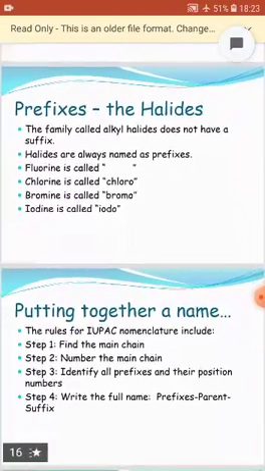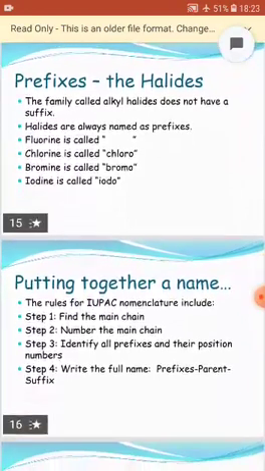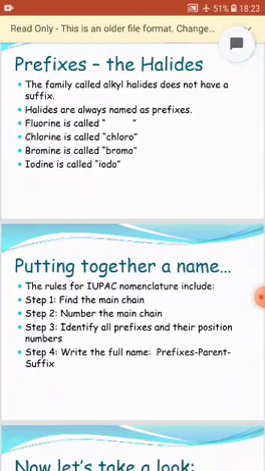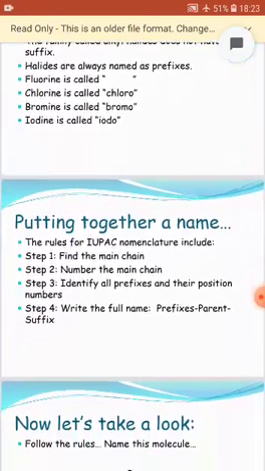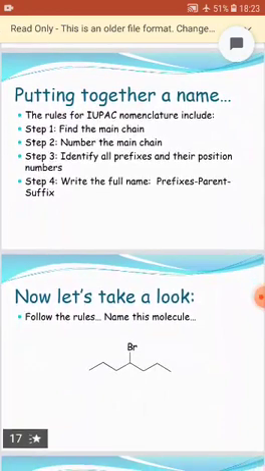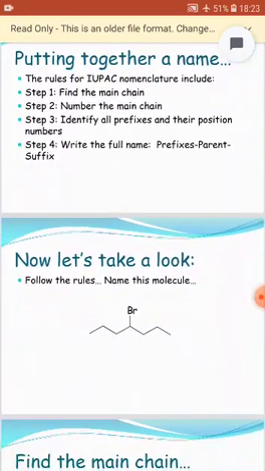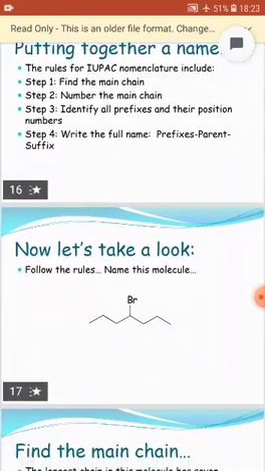Putting together a name. The rules for IUPAC nomenclature include: step 1, find the main chain. Step 2, number the main chain. Step 3, identify all prefixes and their position numbers. Step 4, write the full name: prefix, parent, dash, suffix. Now let's take a look. Follow the rules. Name this molecule.